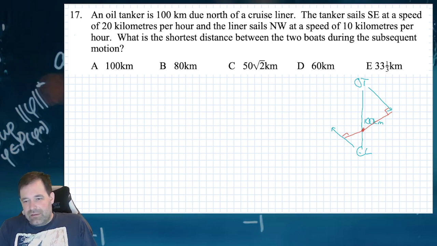100 isn't going to do it. So I'm going to say that's 200 over 3 and that's 100 over 3. So that's 2/3 of 100 and 1/3 of 100. And then we know that angle there is 45 degrees because the angle from southeast to south is 45.